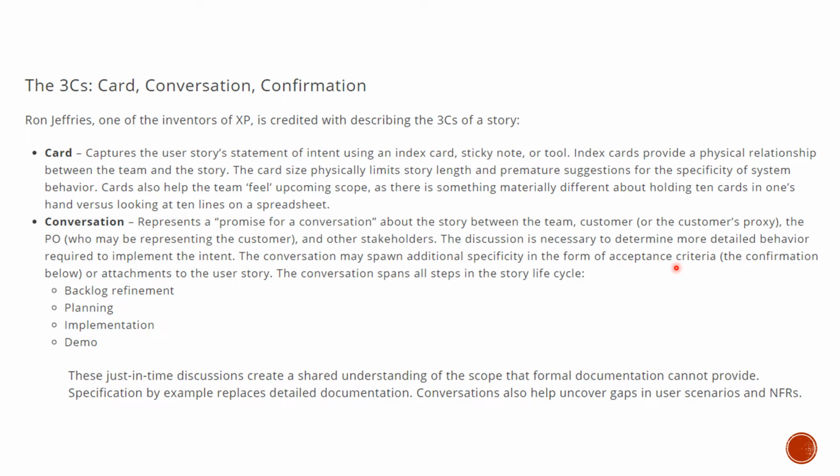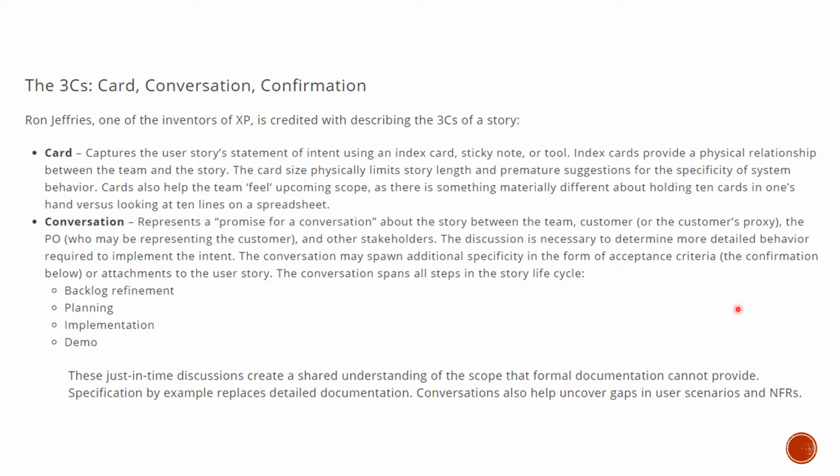The second thing is the conversation. The story should promise a conversation. It's very important that the team should be able to converse about it along with the customer, or the proxy product owner or product owner who is representing the customer. The discussion is very necessary to determine more detailed behavior required to implement the intent of it. The conversation may add additional specificity in the form of acceptance criteria or attachments to the user story. The conversation spans all steps in the story life cycle.